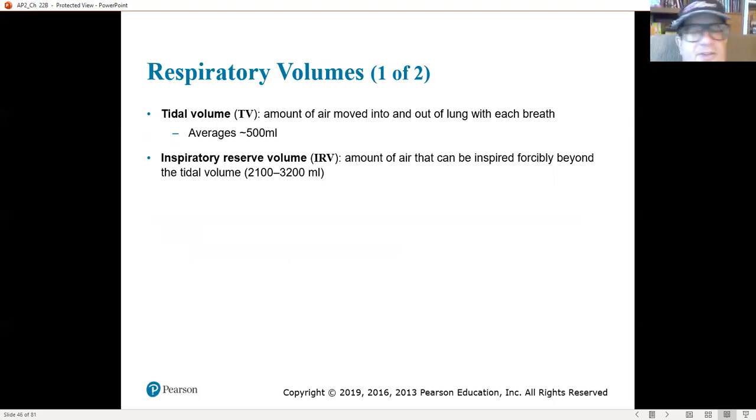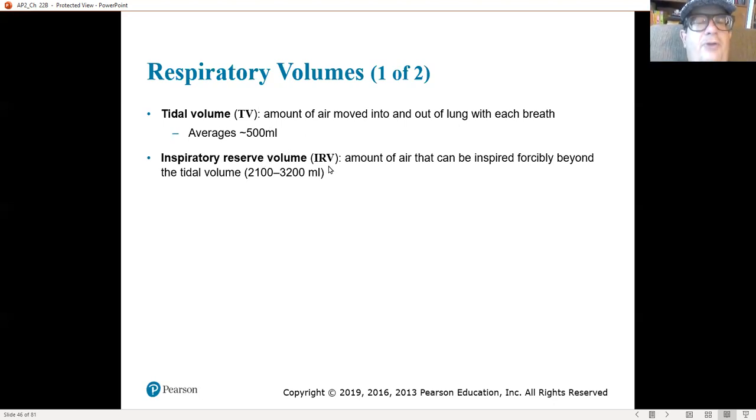All right, finally, the term I've been saying you really need to know. Tidal volume is the amount of air moved in and out with each breath at rest. Tidal volume is how much air you're moving in and out, and it's about a half liter.